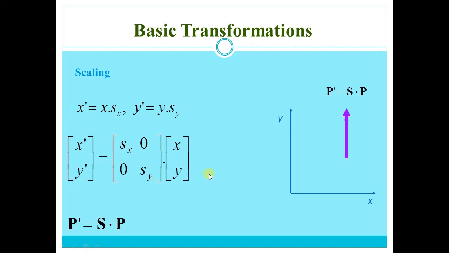Scaling can be uniform or differential. Differential means non-uniform: the scaling factor Sx is not equal to Sy. That is called non-uniform scaling. If the scaling factor along x is equal to the scaling factor along y, that is called uniform scaling. In scaling transformation also, we are multiplying the coordinates of point P with the scaling transformation matrix.